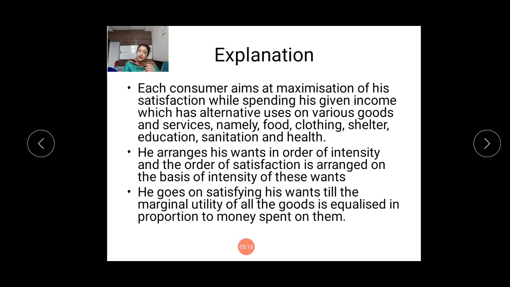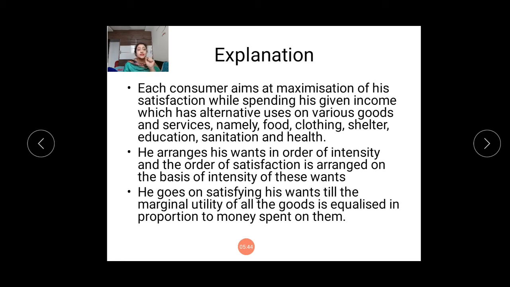So he arranges his wants in order of intensity, and the order of satisfaction is arranged on the basis of intensity of these wants. Okay, so now what he does next, he goes on satisfying his wants till the marginal utility of all the goods is equalized in proportion to the money spent on them. So this line is very very important, girls, for understanding this particular law.